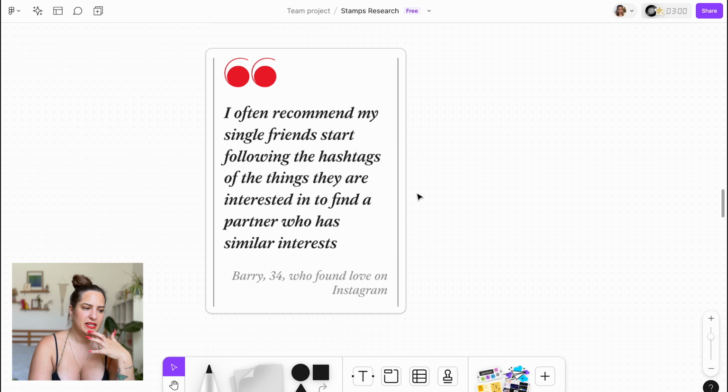And the second quote is, I often recommend my single friends start following hashtags of the things they are interested in to find a partner who has similar interests. Finding someone that has common interests and a similar lifestyle, I think is key, and I think I want that in my app.